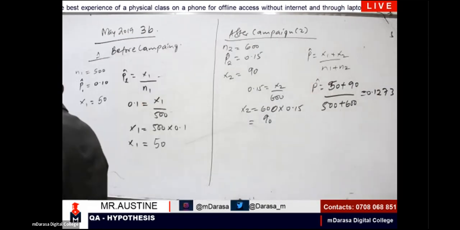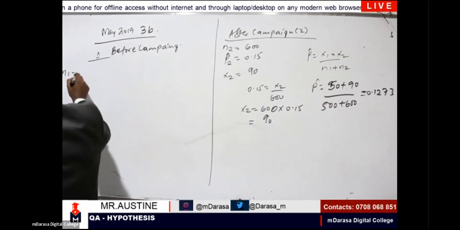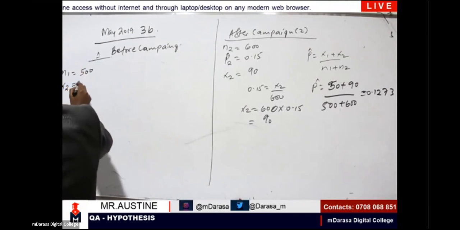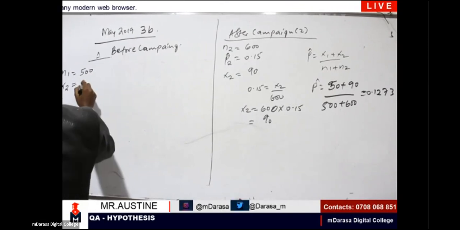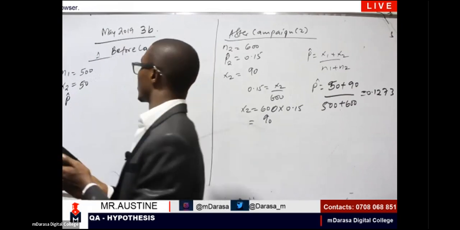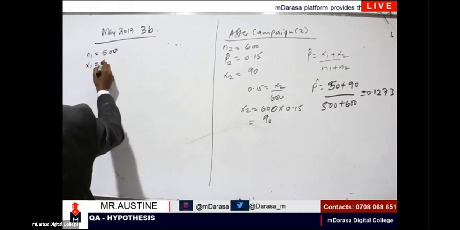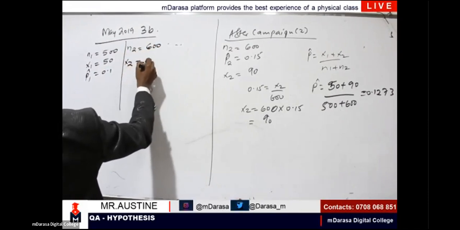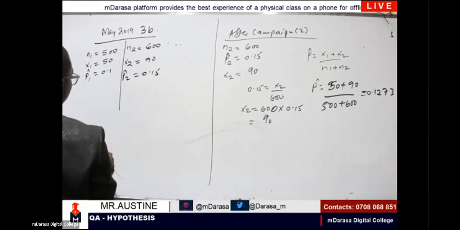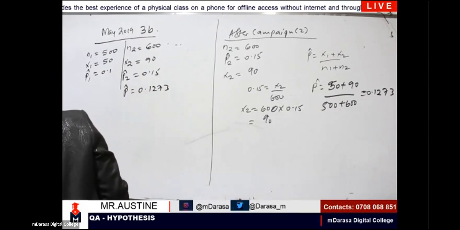So all these, let me note them here. We have N1, 500, X1, 50, P1 is 0.1, N2, 600, X2, 90, P2, 0.15, and the overall P, 0.1273.